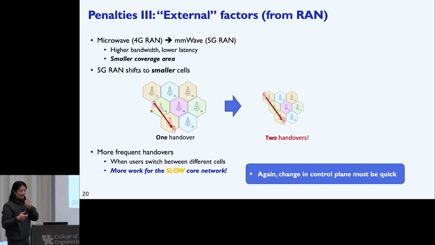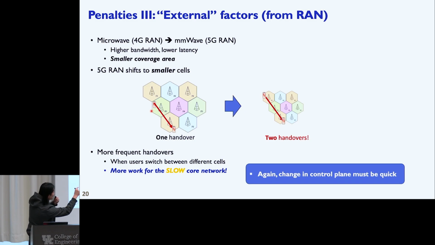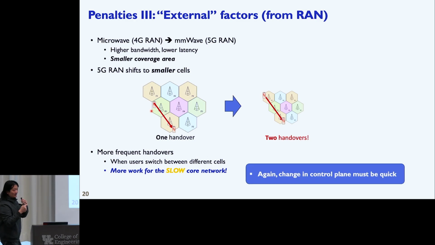Basically, if you compare 4G LTE microwave and 5G millimeter wave, what we will see is that because of the smaller coverage of each cell, we will see more handover events if you just move the same distance from one side to the other. And what does it mean? It means that there will be more work for the core network to handle these different control plane tasks. And again, although we cannot totally avoid these penalties, we can try to minimize the penalty by speeding up our control plane. And that is the key takeaway for the third penalty.